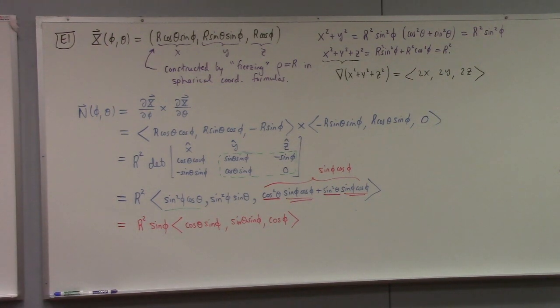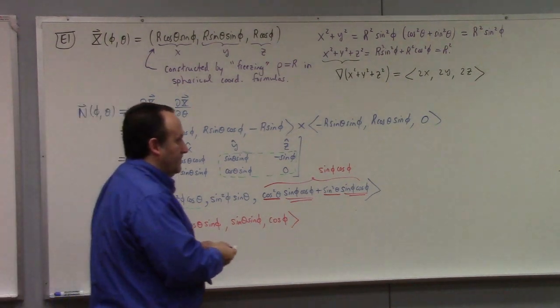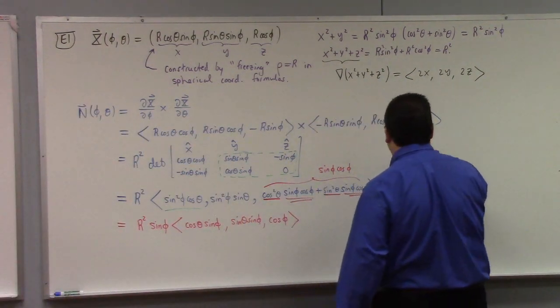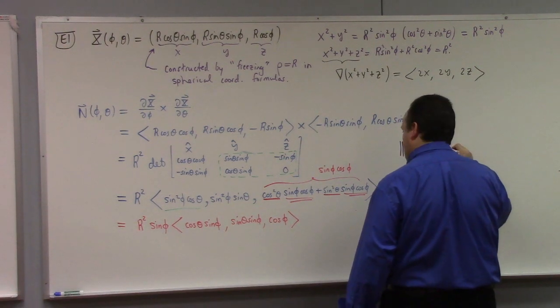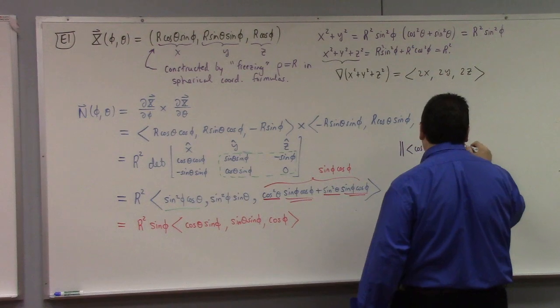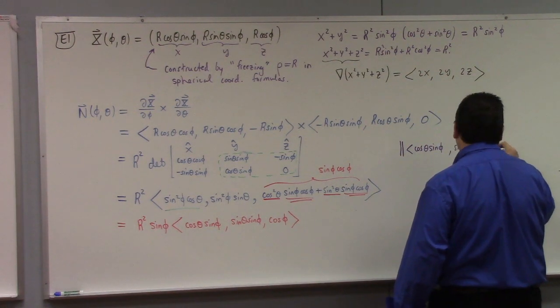Now, I haven't spent a lot of time talking about it, but what I just wrote there on the bottom line is a unit vector. Calculate the length of that vector without the r squared sine phi. Do you guys see it? What's the length of cosine theta sine phi, sine theta sine phi, cosine phi?